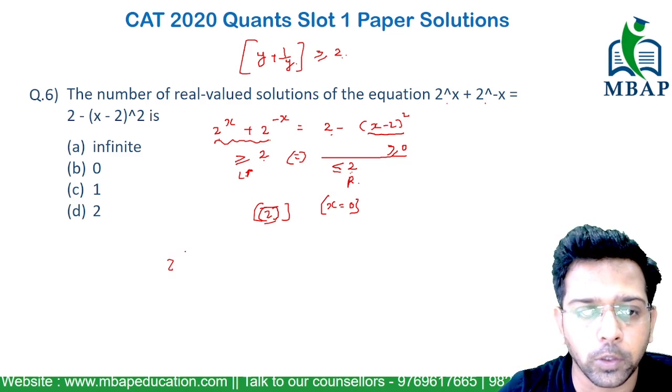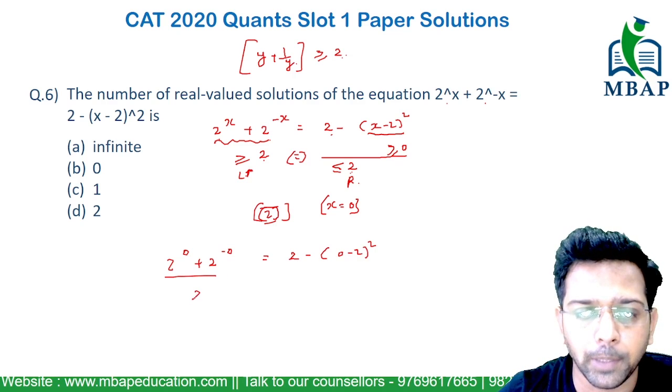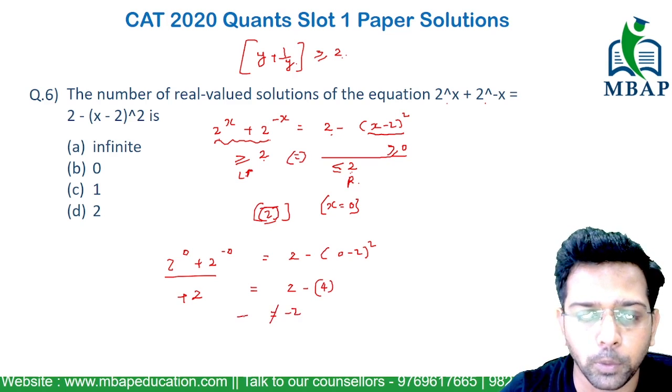It's going to become 2 raised to 0 plus 2 raised to minus 0, which will be equal to 2 raised to minus 2 minus 0 minus 2 the whole square. This is 1 plus 1, which is plus 2. And this is 2 minus, this 2 square is 4. Now 2 minus 4 is equal to minus 2. We understand minus 2 is not equal to plus 2.